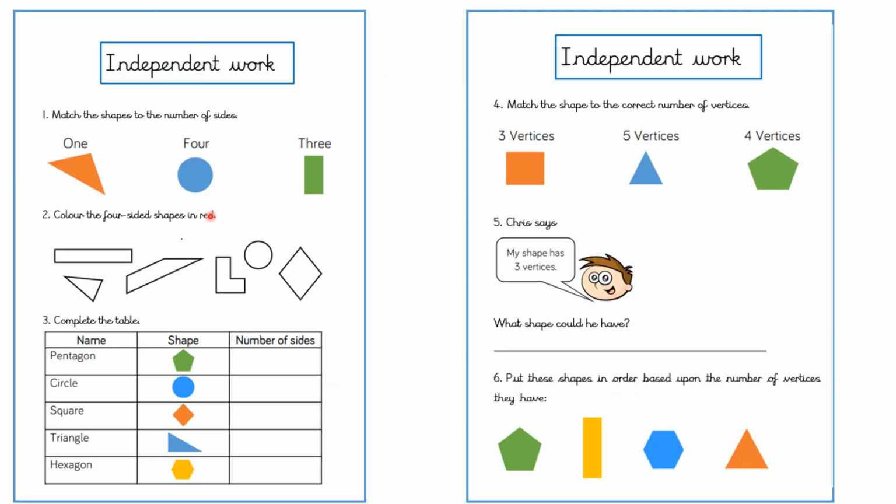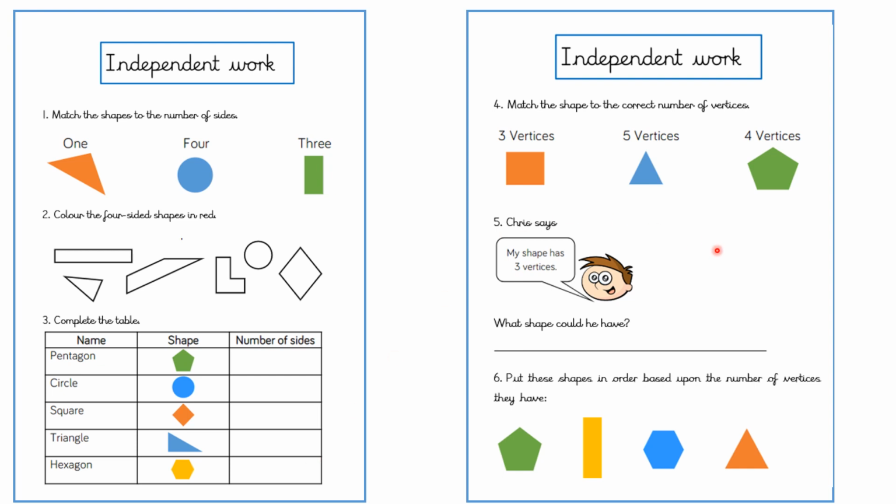So this is your first sheet of independent work today. Number 1 asks you to match the shapes to the number of sides. Number 2 asks you to colour the 4-sided shapes in red. If you don't have a red colour at home, don't worry, just pick a different colour and change it on your sheet for me. Number 3, you need to complete the table. So this time you've been given the name of the shape, you've been given a picture of the shape, and you need to count what the number of sides is for each one.